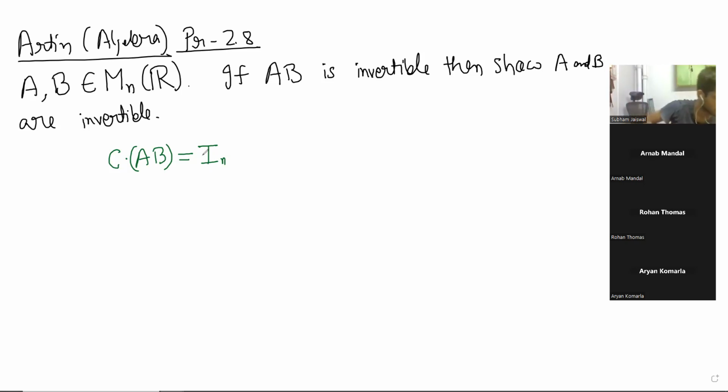Sir, we've already shown that it has a left inverse. So one of you has to do this, or together with few ideas. Like Rohan has given this idea that there is an inverse C. So let's see. Arnav, can you from here show that B is invertible?